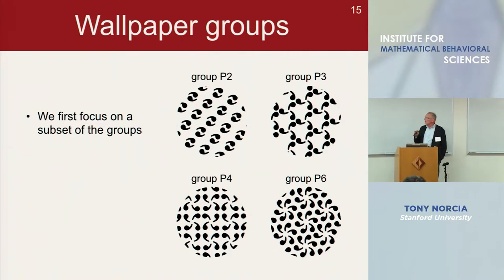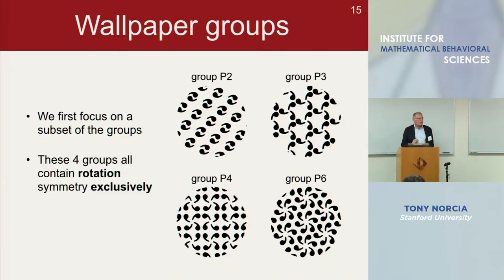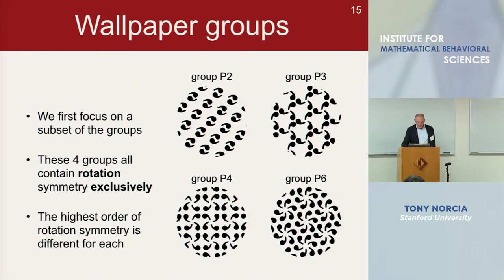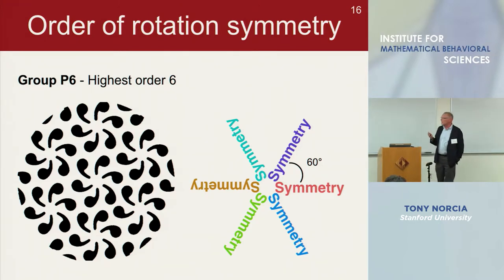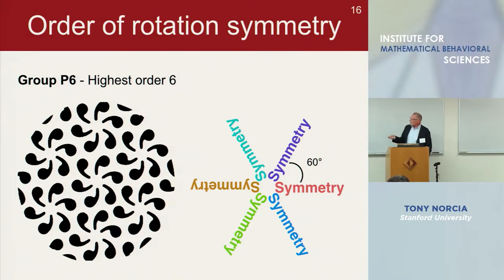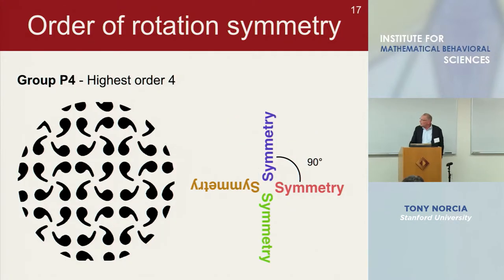What I'm going to start with is the first experiment, the first tractable experiment we did, where we focused on a subset of the groups. These four are the ones that contain only rotations: P2, P3, P4, P6. And so the question is, can we see anything in the brain that is related to the amount of rotation symmetry in the images? This has the highest order of rotation symmetry, 6. There are 60 degree angles between the tines in this pinwheel. This would be P4, highest order is 4. So we're going to be looking at brain responses parametric in the order of rotation symmetry.